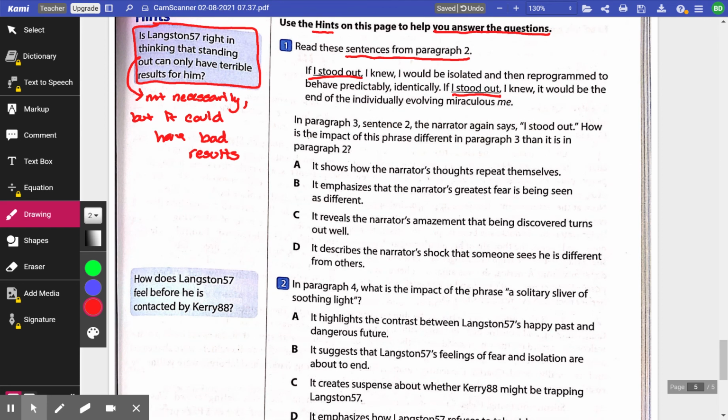Our further directions say in paragraph 3, sentence 2, the narrator again says, I stood out. How is the impact of this phrase different in paragraph 3 than it's used in paragraph 2? So we're trying to figure out how the author uses that phrase, I stood out, in a different way in paragraph 3 than they use in paragraph 2. It gives us the phrase, I stood out, in paragraph 2 above. So we know that this is paragraph 2. So you will have to look back in your text for the sentence in paragraph 3 that talks about how he stood out.